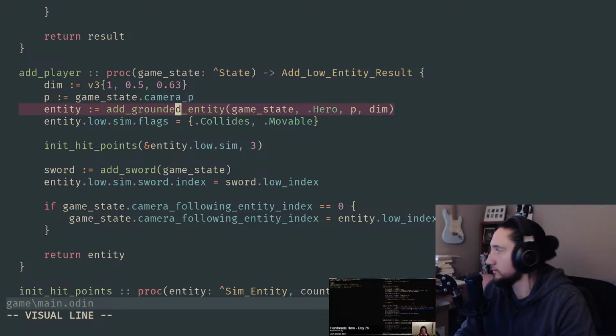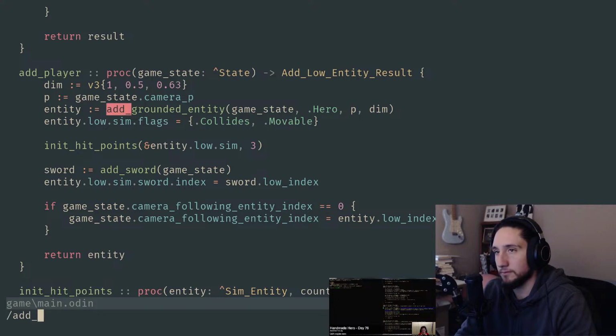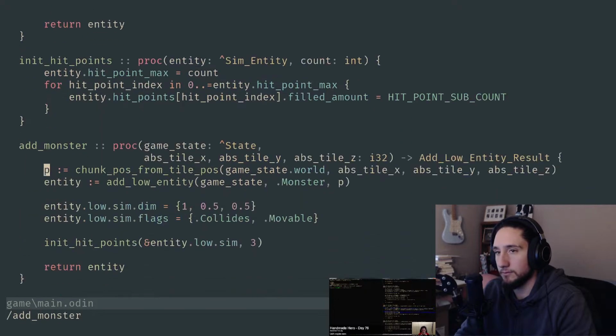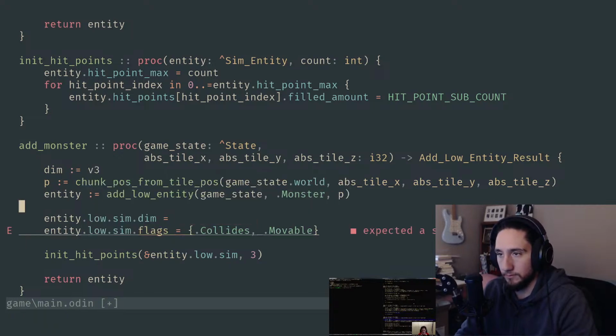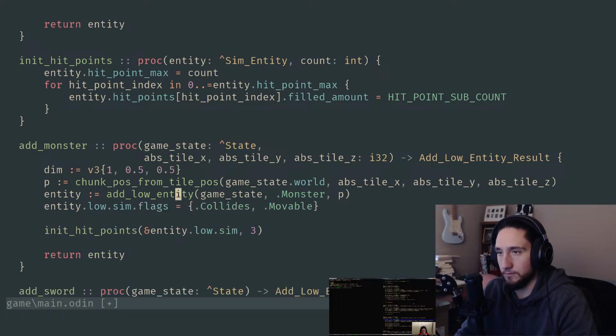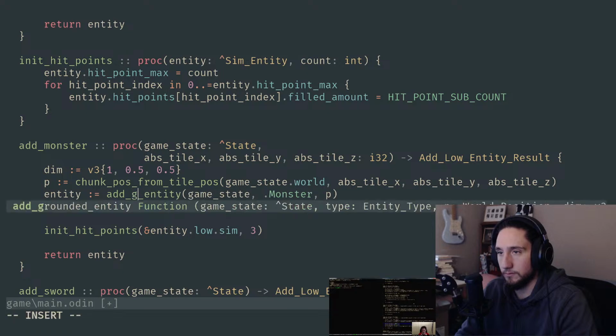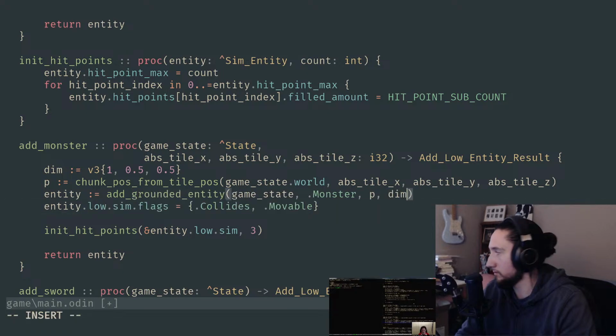Oh, we're almost out of time. So let me just finish this guy up for the Monstar. The Monstar is 1.0, 0.5, 0.5 at the minute. I don't know why our Monstar is so much taller than our guy, but I guess that's just because monsters are bigger and scarier. So we'll add grounded entity there. Dimension, and again, dim equals 0.5, 1. Oops, nope, 1.0f, 0.5f, 0.5f.